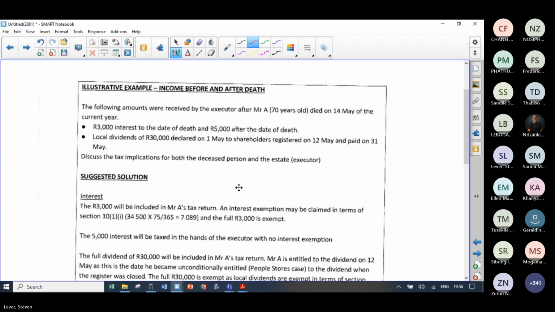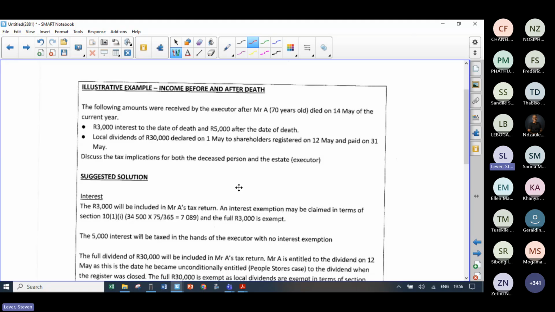Which one? No. You have to be in the register. So for dividends, you have to be in the register. So your entitlement date is actually 12 May. Most of you got that right in the chat.